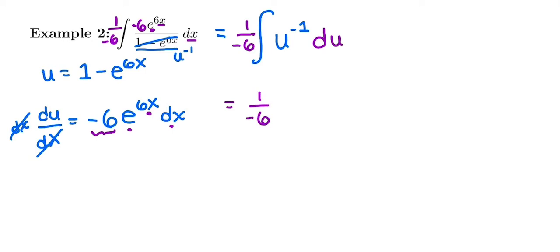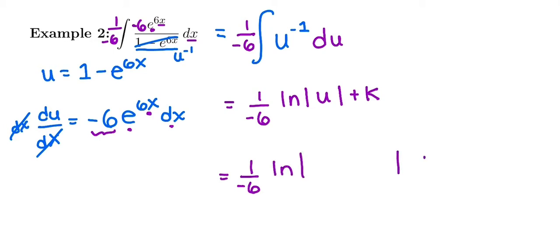So we'd have 1 over -6, and now we're going to integrate this the same way we do with x's. We would add 1, so -1 plus 1 is 0, but again, we can't have 1 over 0, u to the 0. You can't divide by 0. When you get 0, it must be an ln of u plus k. And then we'd have 1 over -6 ln, and we're going to replace this with x's and put a plus c at the end. So we just need to look back at what u was in terms of x's, and it is 1 minus e to the 6x in there.